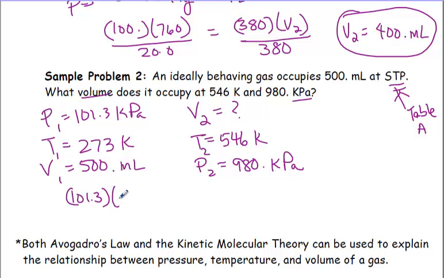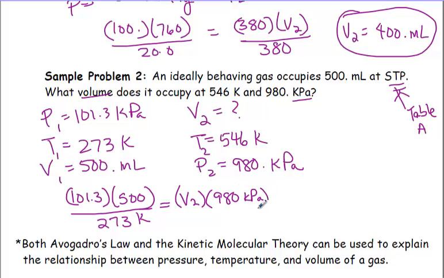All right, so our 101.3 kilopascals times our volume, which is 500, all over our initial temperature, 273 Kelvin, equals V2, which we're solving for. We're going to put in our 980 kilopascals all over our temperature, 546 Kelvin. Now notice, this is actually double. So we doubled our temperature, and we changed our pressure as well. So now we're going to solve for V2, plug that into your calculator, and you will get 103 milliliters.